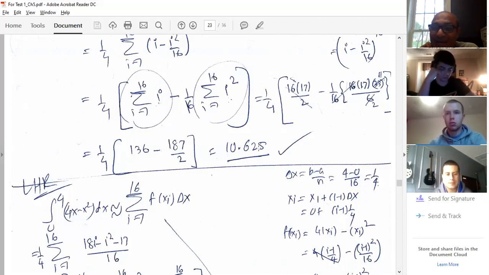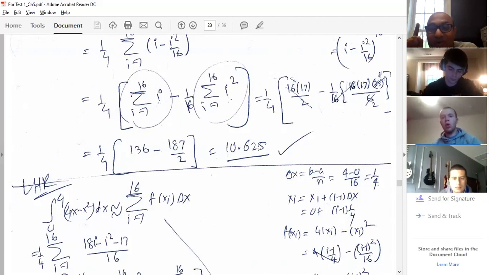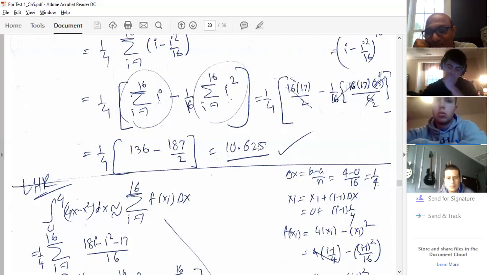So I just increased my partitions from 4 to 16 and I'm getting my area now 10.625. My midpoint rule gave me the area 11. Do you remember that thing? It was 11. Left hand rule and right hand rule gave me 10. Now it is 10.625. See, I increased the partitions and I am approaching towards 11 now. I don't say 11 is the right number. No, no, I don't say.